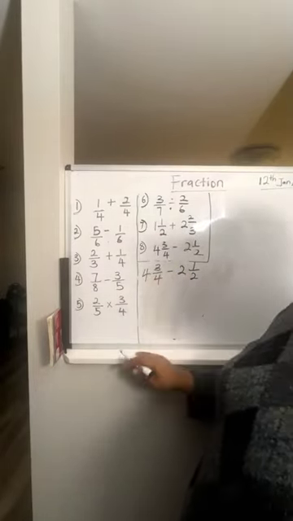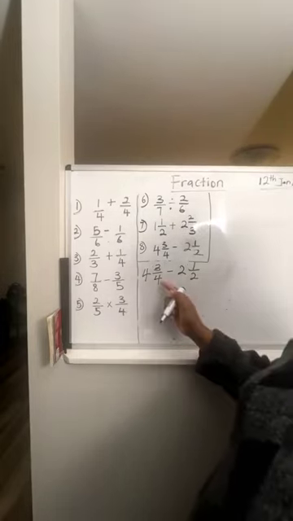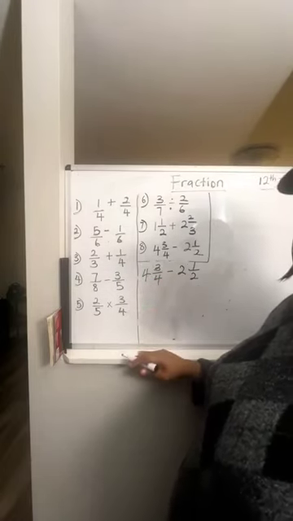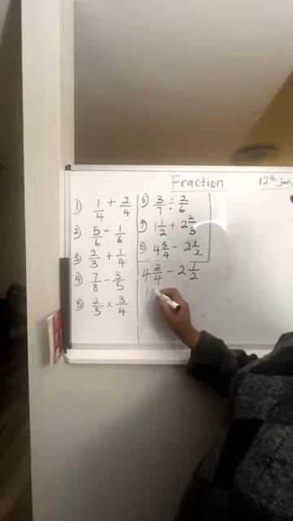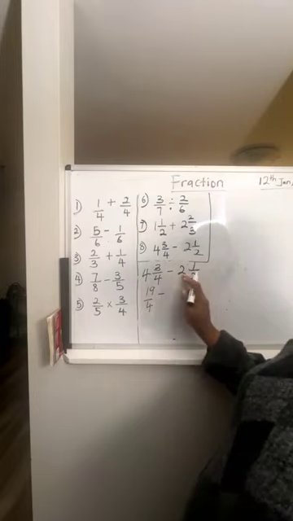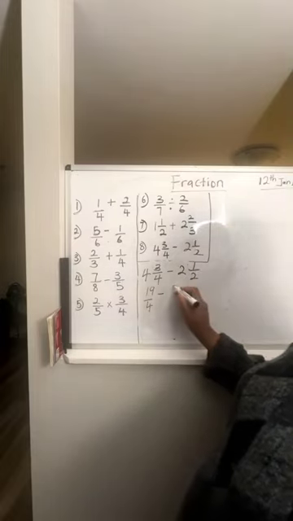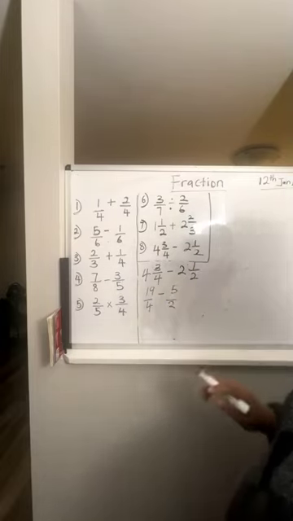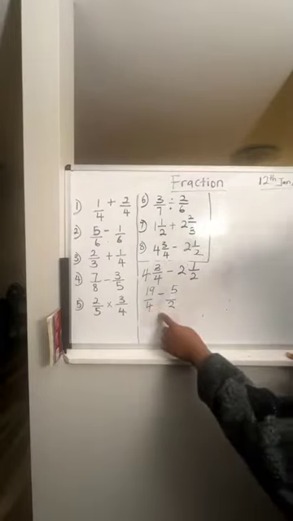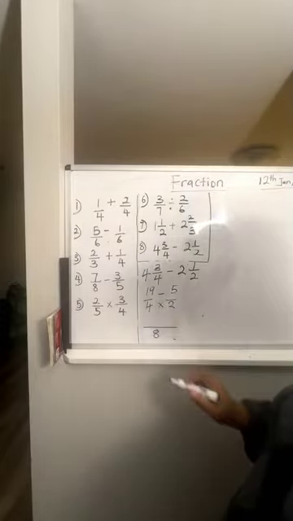4 times 4 will give us what? 16. So 16 plus 3 will give us what? 19. So we do 19 over 4 minus 2 times 2, 4. 4 plus 1 will give us 5. 5 over 2. So what is the lowest common multiple of the two denominators, 4 and 2? It is 8. So we draw our line and put 8 here.